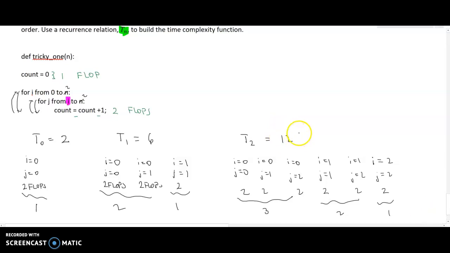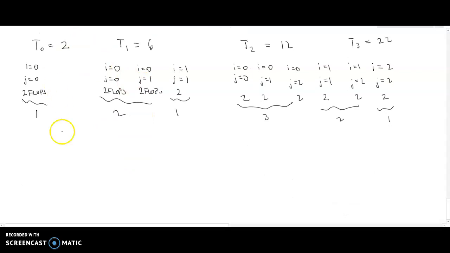If we did this for T3, we would find for T3, we end up with 22. And now what we want to do is see if we can detect a pattern in this sequence. So our sequence goes, so n and Tn. When n is 0, Tn is 2. When n is 1, T1 is 6, and then 12, and then 22.